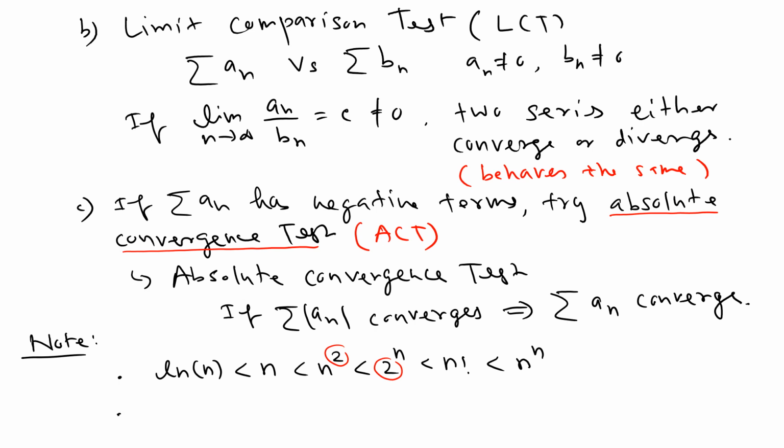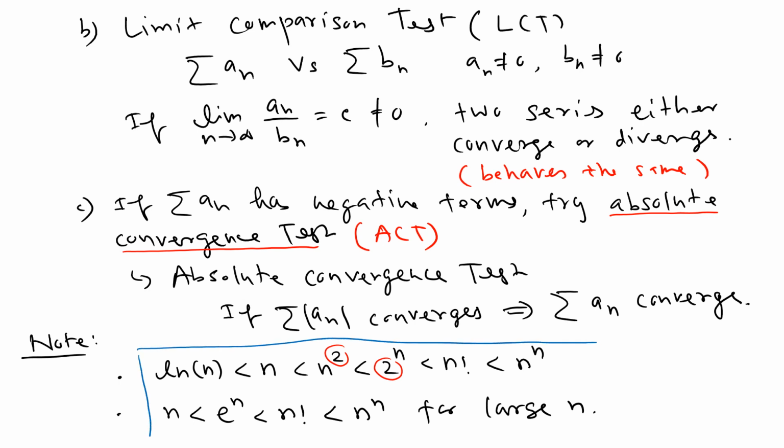And the other one that you can remember is this one. So n less than e to the n, and then less than factorial n, and then less than n to the n. So this is for large n. So this is also useful. So those two results are very useful, and then we can use this in many cases, especially when you do some kind of comparison. So I put this in a box. Good.